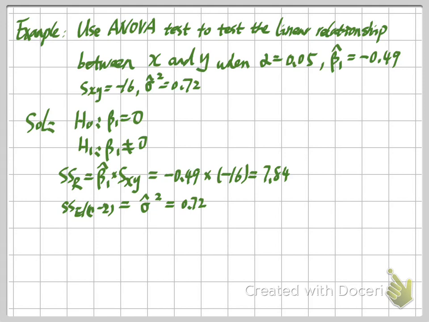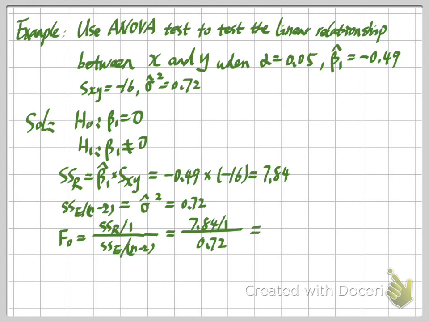Okay, so now we already have all of the values to use our F test statistic. The numerator is SSR divided by 1, and the denominator is SSE divided by n minus 2. So the numerator is just 7.84 divided by 1, and the denominator is just 0.72. Then use the calculator, we can get this answer. The answer is 10.8. Okay, so this is our value for the F statistic.